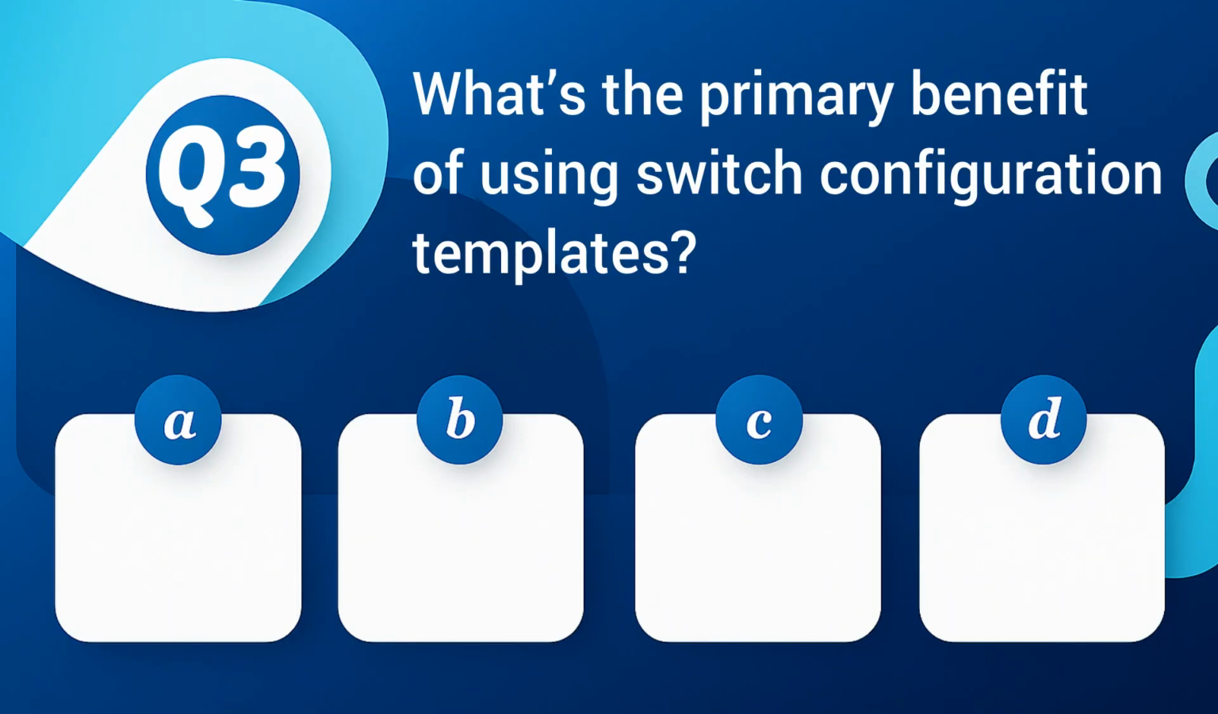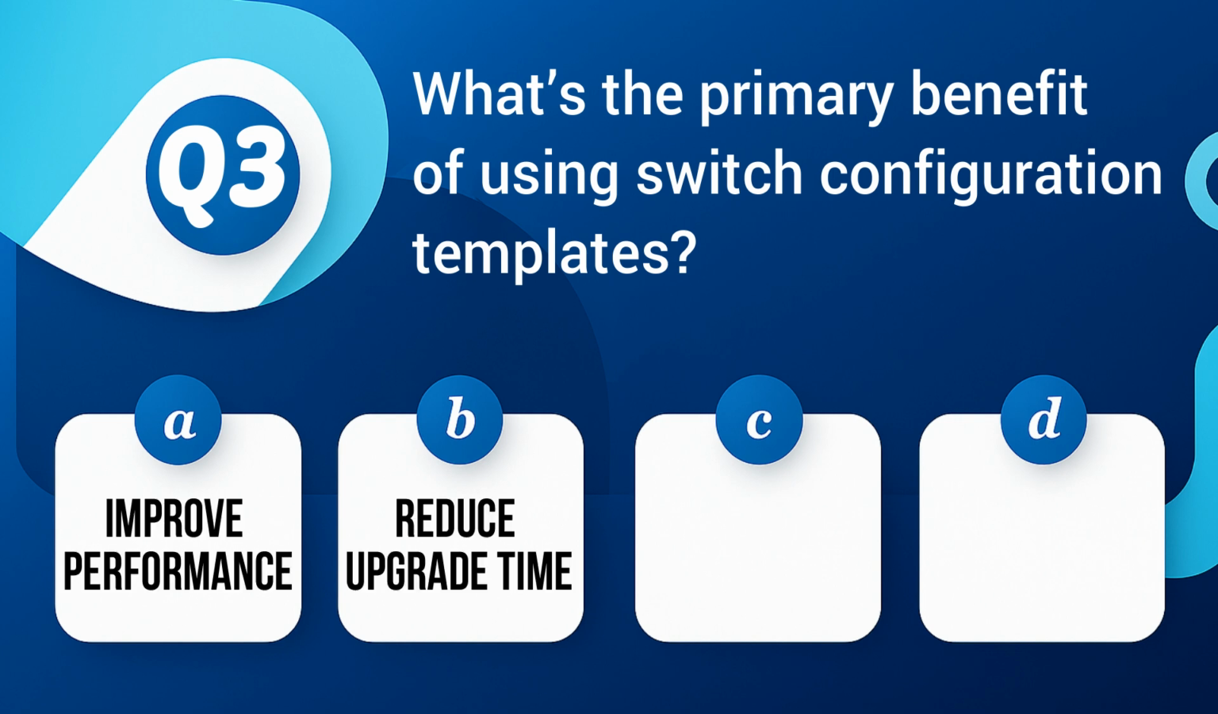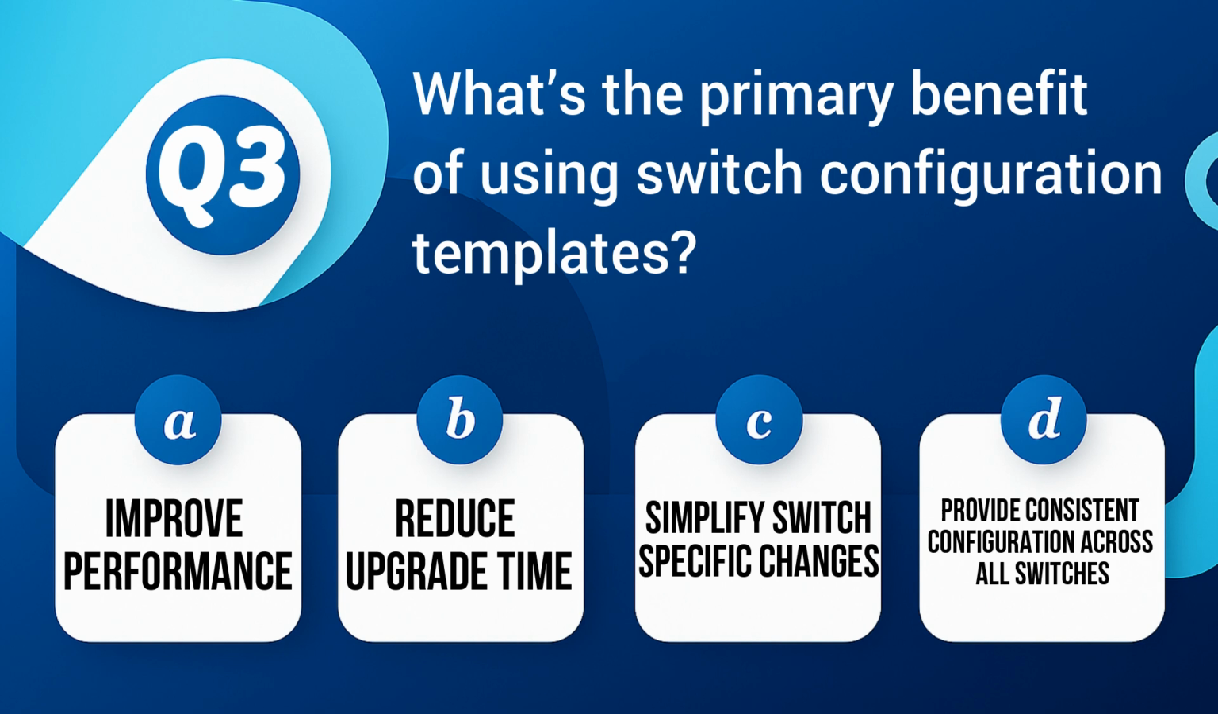Question 3. What's the primary benefit of using switch configuration templates? A. Improve performance. B. Reduce upgrade time. C. Simplify switch-specific changes. D. Provide consistent configuration across all switches. Easy one if you've studied.